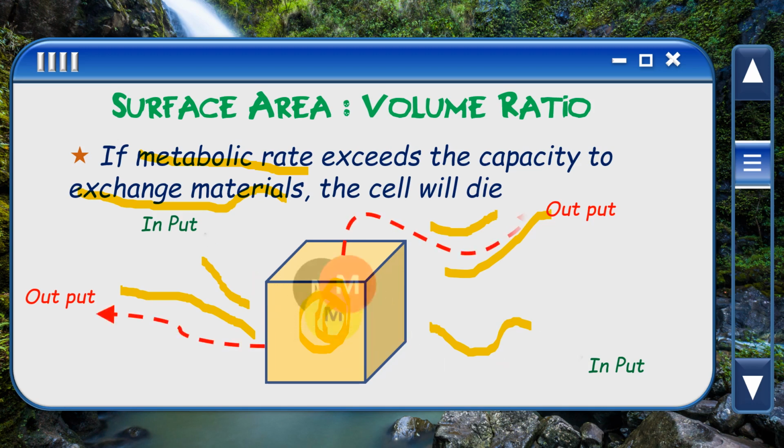So there has to be an equilibrium between the metabolism and the rate at which materials are entering the cell and the rate at which products are coming out of the cell. So those should be in equilibrium with the rate of metabolism if the cell is to survive.